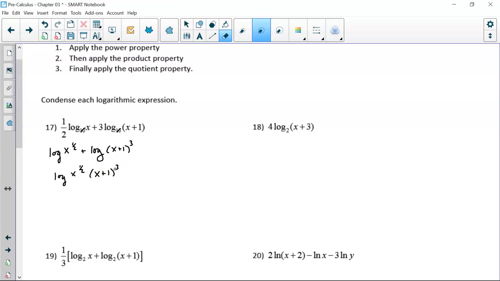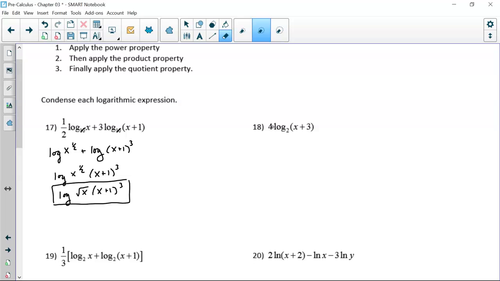We're doing the opposite we just did. And x to the 1/2 we can write as the square root. So just to finish it up, log the square root of x times the quantity of x plus 1 cubed. That's condensed. Notice when we condense, we only have 1 log or 1 natural log in our answer.